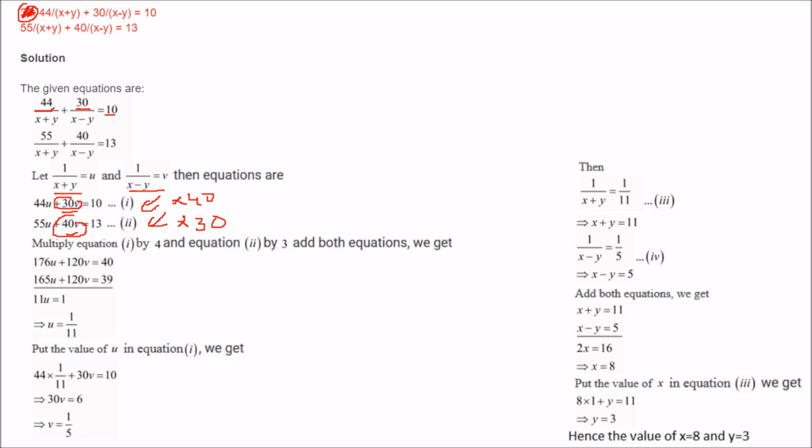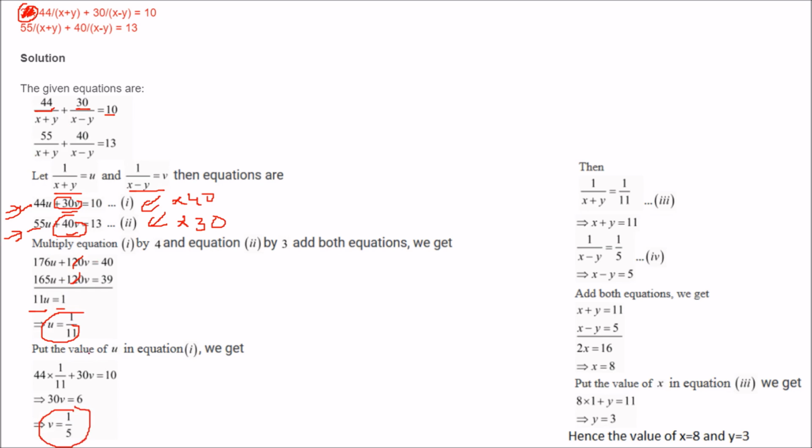So these two equations, after multiplying by 40 and the whole of the multiplication by 30, we get these two equations. Subtract them. This gets cancelled. 176 minus 165 is 11u. 40 minus 39 is 1. So u will be 1 by 11. Now put here u equal to 1 by 11 in any of these two equations, you get v equal to 1 by 5.